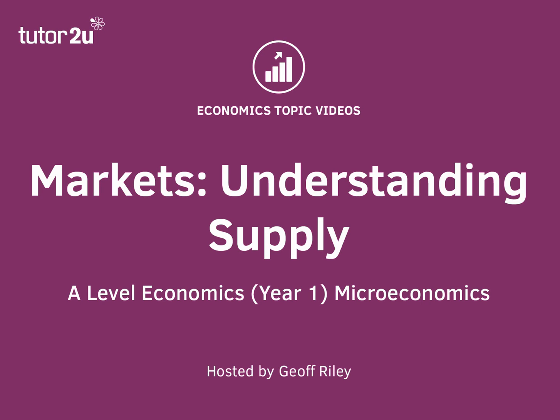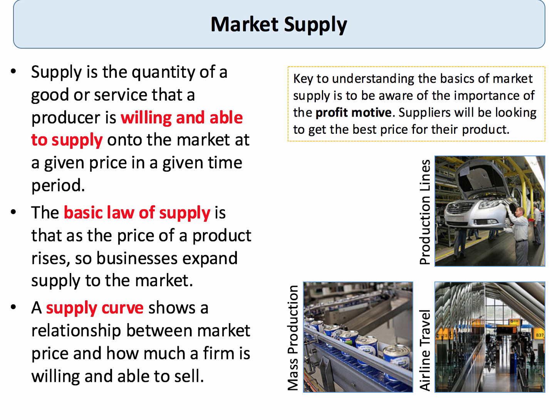Hi there. In this topic video, we're going to be focusing on the market mechanism again, and this time thinking about the factors that affect market supply. Now, whereas demand refers to the consumer, supply refers to the firm or the producer. Supply is the amount that the producer is willing and able to sell at different prices in a given time period. So our focus today is going to be on market supply, and the key to understanding this section of the course is to be aware of the importance of the profit motive and also the importance of costs.